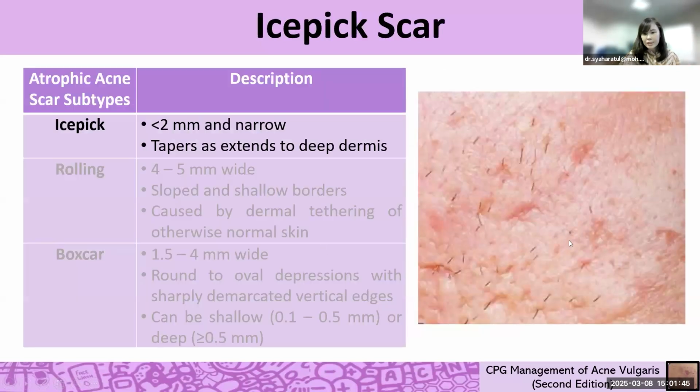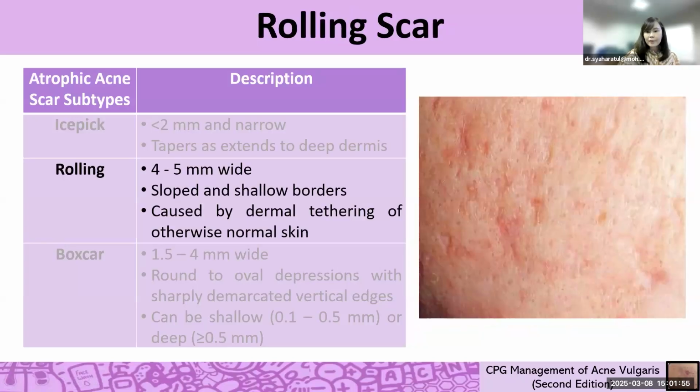Ice pick scars are usually quite narrow. These are pictures showing ice pick scars. They tend to be less than 2 millimeters, narrow, and they taper as they extend to the deep dermis. Whereas rolling scars are slightly bigger than ice pick scars. They are 4 to 5 millimeters wide. The borders tend to be sloped and they tend to be shallow.